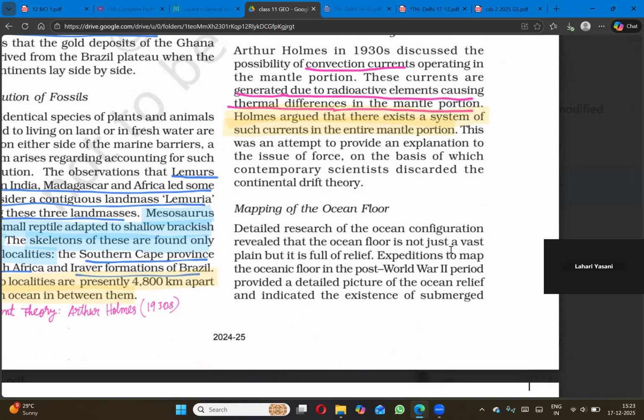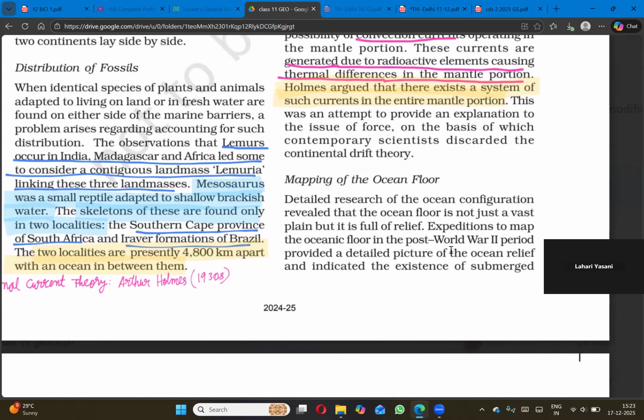And the next one is mapping of ocean floor. In mapping of ocean floor, detailed research of the ocean configuration revealed that the ocean floor is not just a vast plain, but it is full of relief.